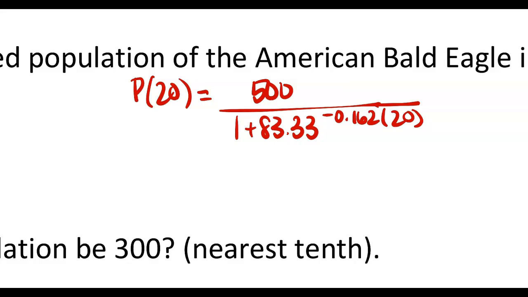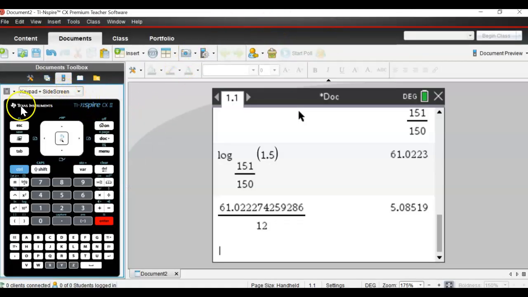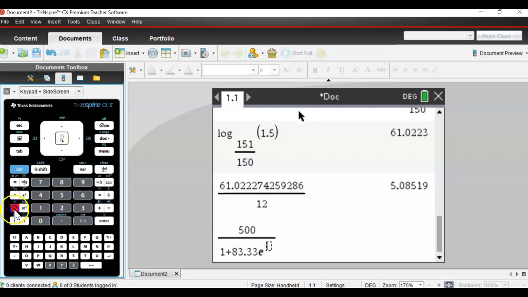The great thing about this calculator is I can do that right over here. Oh, don't forget your e, because it does have to be an exponential or logarithmic type function. So don't forget that e. All right, I'm going to move this over, and I'm going to take all of what I had and substitute it in. The first thing I am going to use is my fraction button. In the numerator, I'm going to put a simple 500. In the denominator, I'm going to put that whole piece, 1 plus 83.33. E is right here.